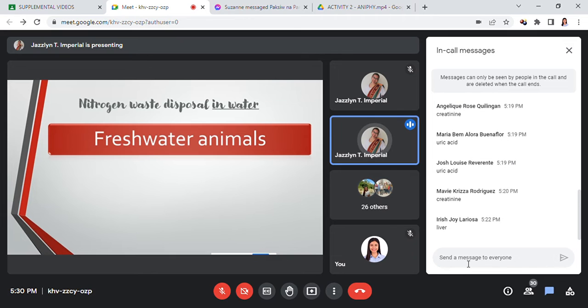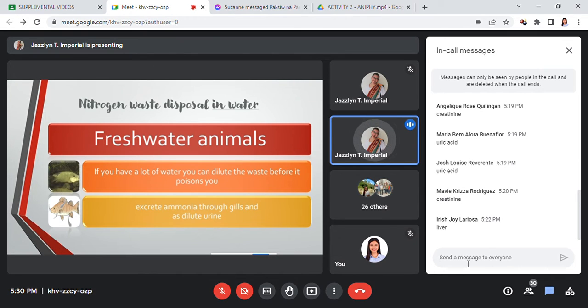Okay? Wag mag-react agad. So, for freshwater animals, if you have a lot of water, you can dilute the waste before it poisons you. Or if you have a lot of water, you can urinate it out, but it will be very diluted. In the case of freshwater animals, they excrete ammonia, 'di ba kanina? Ang immediate waste product ng mga freshwater fishes is ammonia. So, they excrete this through their gills. Or, syempre, they have also yung part where they excrete their urine through their cloaca.